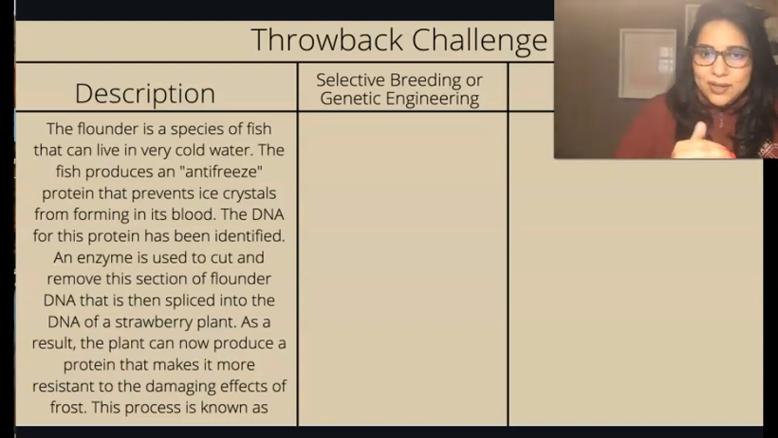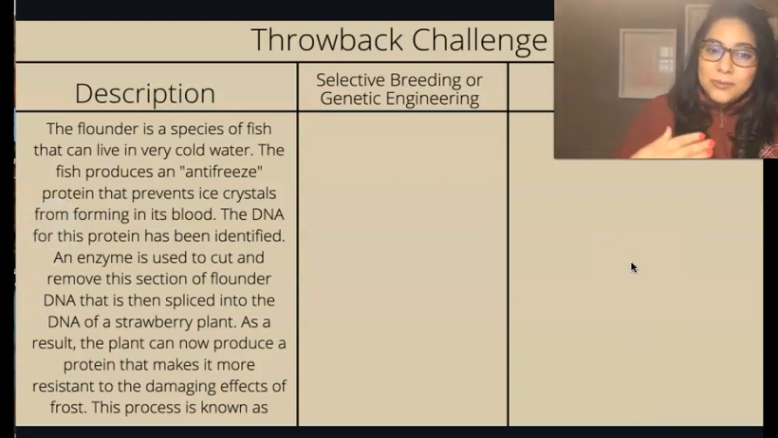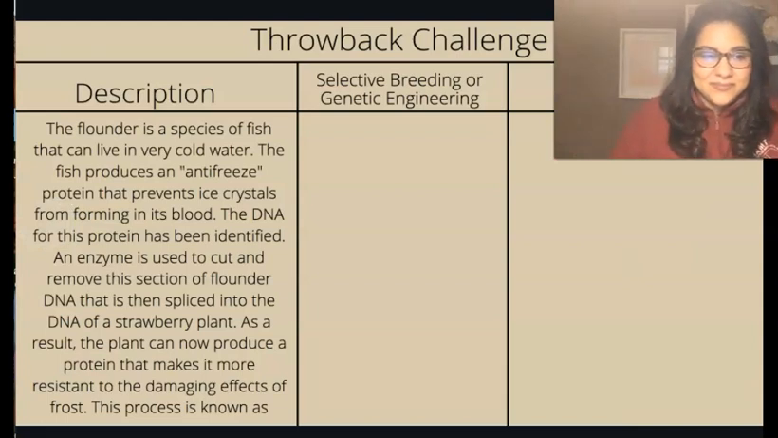So now it is your chance to go and reread and determine if this is an example of selective breeding or genetic engineering. And once you've come to the conclusion, we want you to, in the third column, identify what clues helped you make that decision. When you are done, then you can press play to review as a team the response.